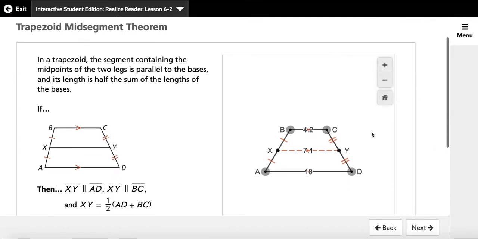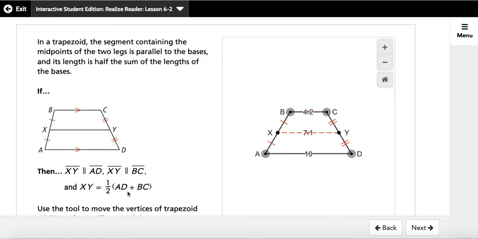If we have a trapezoid, and it doesn't matter if it's isosceles or not, the mid-segment is going to be a piece that cuts right through the center, like BA gets cut in half at X and CD gets cut in half at Y. It doesn't mean these are the same length, but these two are the same length, and these two are the same length. And it turns out that XY is going to equal the average of BC and AD. So one way of thinking of it is XY equals half of AD plus BC: add them and cut that number in half, and you'll have the length of XY.